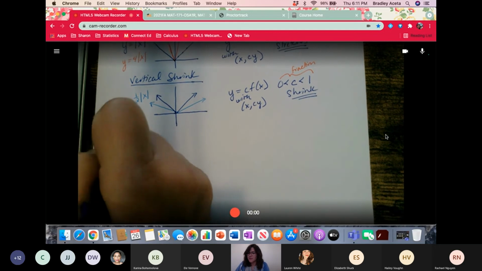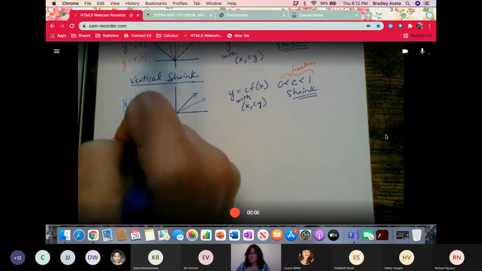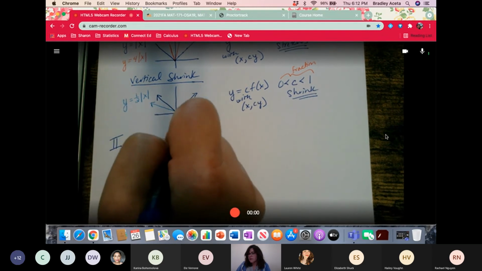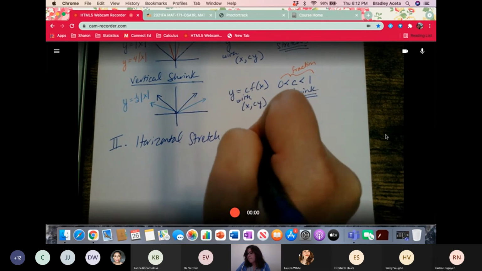Second part, what happens if it's a horizontal? What if it's going this way? How do we know if it's a horizontal stretch or a horizontal shrink? Horizontal stretch and shrink.